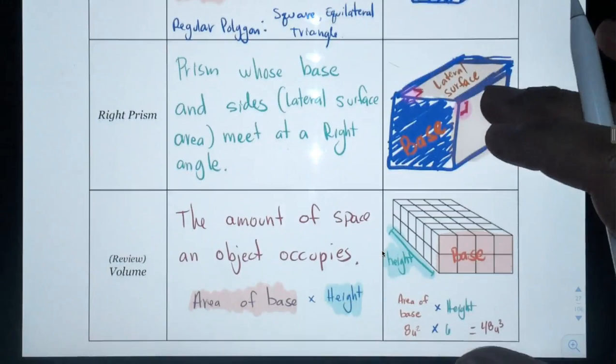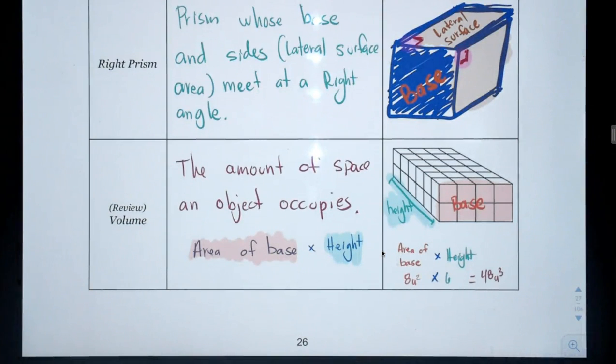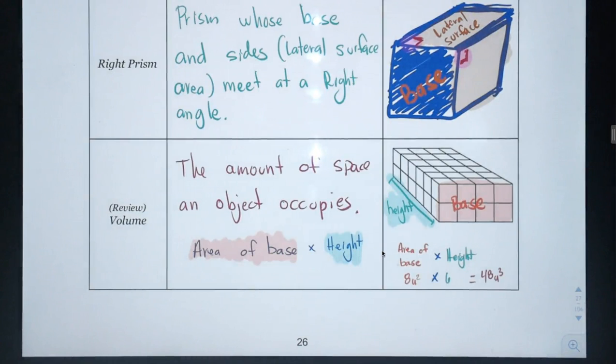Okay, volume is a little bit of a review. It's the amount of space an object occupies. You can think about it as the number of blocks in a figure. How many cubic inches or cubic feet are in a certain amount of space? It's not flat. It's always three-dimensional. Your volume is the area of the base multiplied by the height. So you find that bottom section, how many will fit in that bottom row, and then you count how many rows up there are. Again, take your time, draw it as neatly as you can.